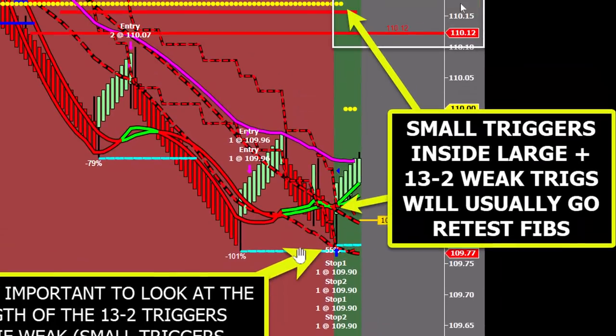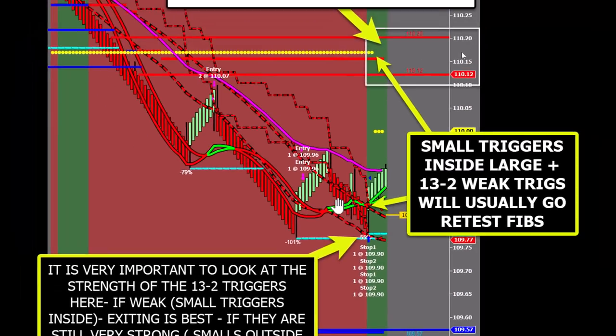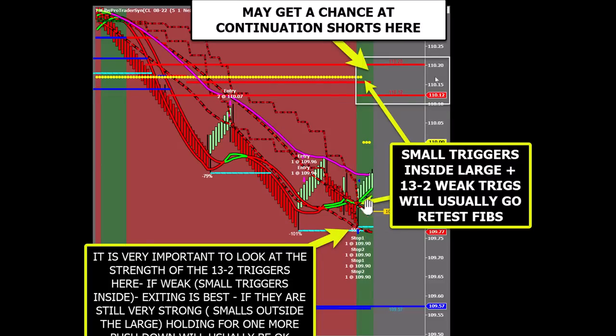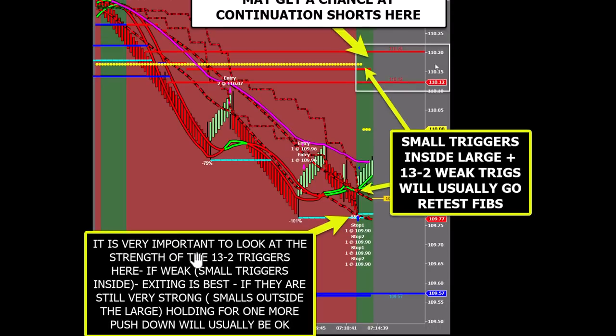If the triggers are weak on the 13-2, you're probably going to get out. And this is where you start thinking about, hopefully this exit condition will get the market back up to resistance, so we can start looking for those continuation shorts with the existing trend. See how that works? Again, important to look at the strength of the 13-2 trigger so you know what to do with this situation.